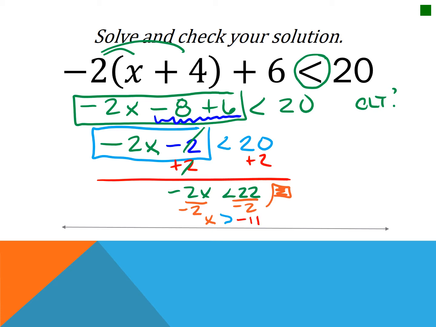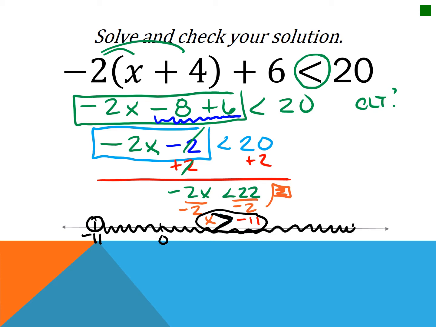So when I go to graph that, I'm going to move over here a little bit. There's 0. Here's negative 11. This is what I'm graphing. It's an open circle because it doesn't have an or equal to. X has the big mouth, so I'm going to shade to the right. And I'm not going to check on this one. I'm just going to say, yep, I did it right. Yay me. I don't check inequalities.